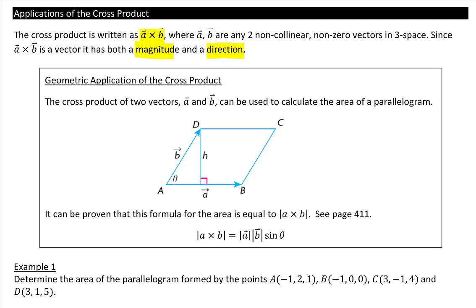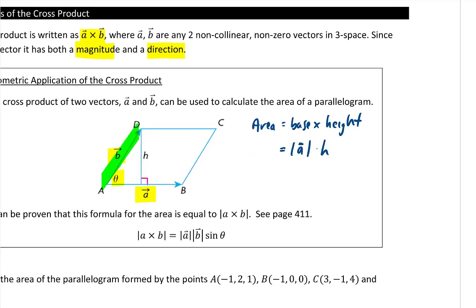So the first application of the cross product relates to the calculation of the area of a parallelogram. Given the parallelogram shown here, notice I have two vectors A and B, drawn tail to tail, and the angle between those two vectors is theta. Recall that the area of a parallelogram is base times height. In our example, the base is the magnitude of A, and the height is labeled as h. So it's the magnitude of A times h.